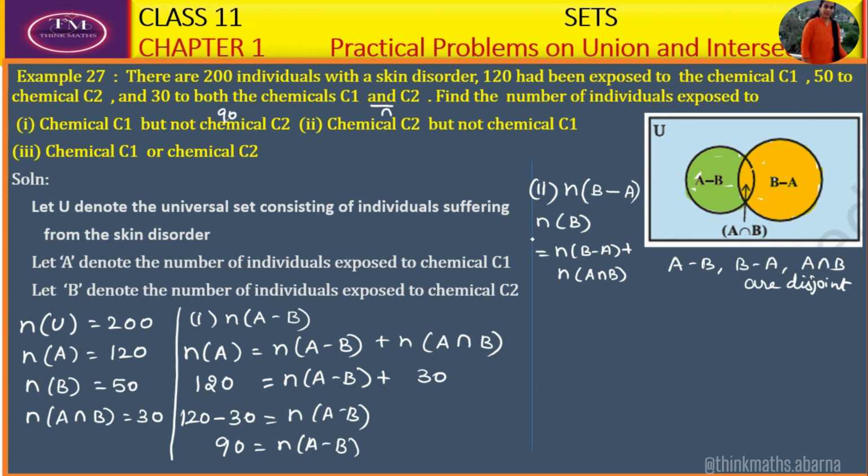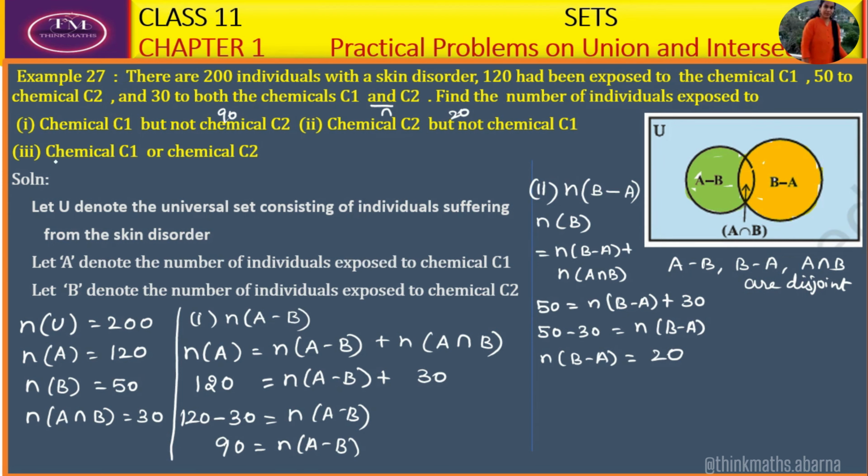So now what is given? The number of elements in B is 50. So 50 is equal to the number of elements in B minus A plus the number of elements in A intersection B, which is 30. So 50 minus 30 equals the number of elements in B minus A. So the number of elements in B minus A is 50 minus 30, which is 20. So for the second part it is 20.